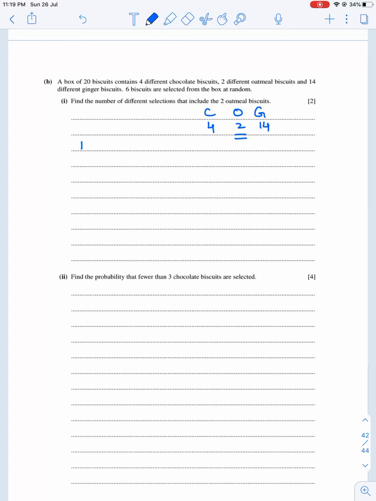That means now you're supposed to select out of 18 biscuits, which are 4 chocolate and 14 ginger biscuits. You're supposed to select now 4 biscuits, because 2 biscuits are already selected. Find the probability that fewer than 3 chocolate biscuits are selected. Fewer than 3 chocolate biscuits, meaning it can be 0 chocolate biscuits, or it can be 1 chocolate biscuit, or it can be 2 chocolate biscuits.